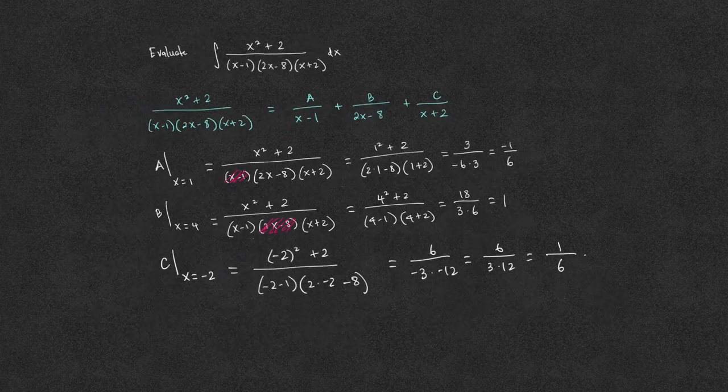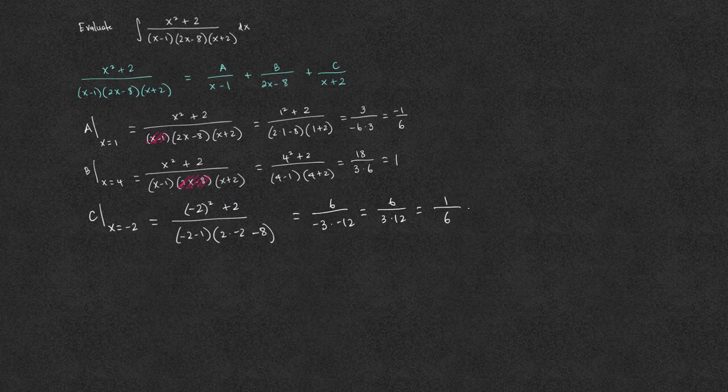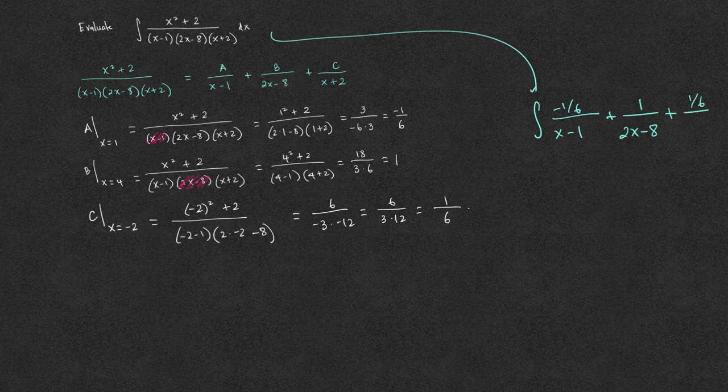We then rewrite the given integral using the partial fraction decomposition. It is now the integral of negative 1 over 6 over x minus 1. It has to be the coefficient on top of x minus 1 because we used x equals 1 to find A. A is negative 1 over 6, plus B is 1 over 2x minus 8, plus C is 1 over 6 over x plus 2, dx.